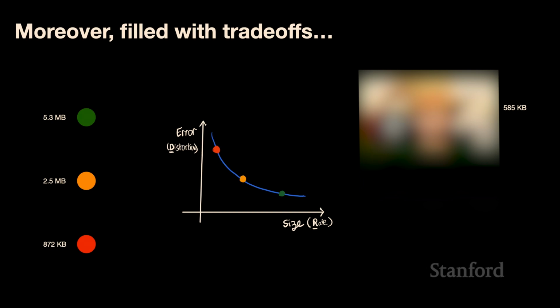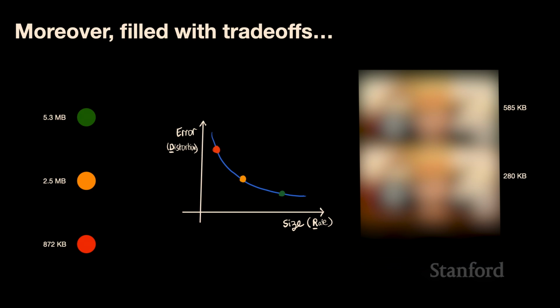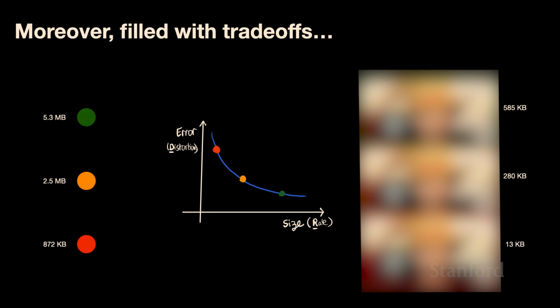So this is the image stored at 585 kilobytes. Again, let's reduce the size further, and this is at 280 kilobytes. For me, I am okay, right? Let's reduce the size further, and now this is the same thing at 13 kilobytes. Okay, we have reduced the file size by, I don't know, around 500x, right?